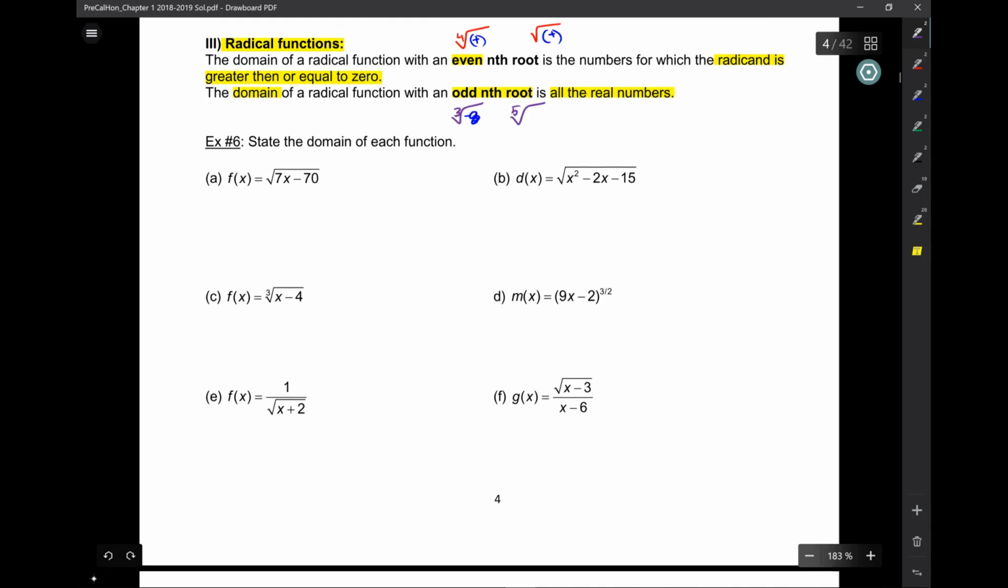So take a look at this one, even root. What's the condition? 7x minus 70 has to be greater than or equal to 0. Can it be 0? Yeah, it could be 0. The stuff inside the root can be 0, right? So 7x has to be greater than or equal to 70. X has to be greater than or equal to 10. That means my domain is 10 to infinity.